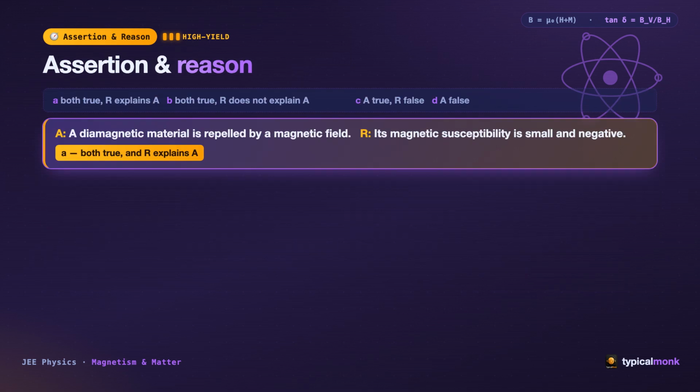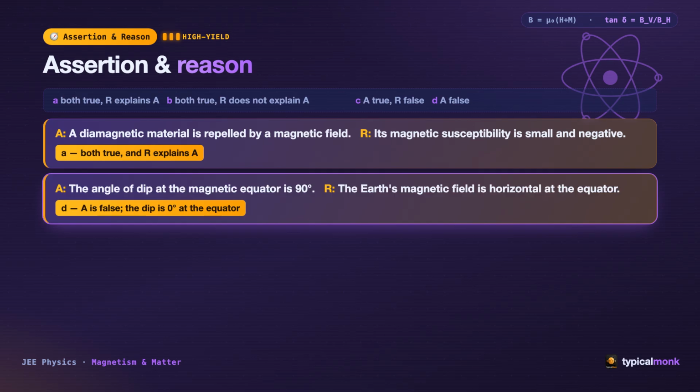Now an assertion and reason drill. For each pair, are both true, and does the reason explain the assertion? First pair. Assertion: a diamagnetic material is repelled by a magnetic field. Reason: its magnetic susceptibility is small and negative. Both are true, and the reason directly explains the assertion. A negative susceptibility is exactly what produces the repulsion. The answer is A. Second pair.